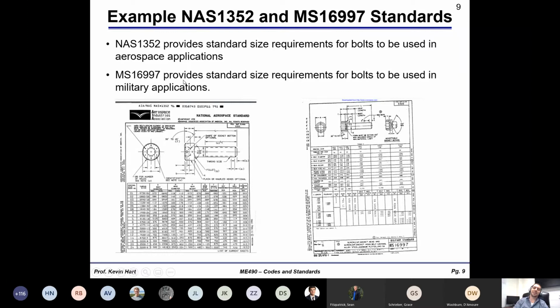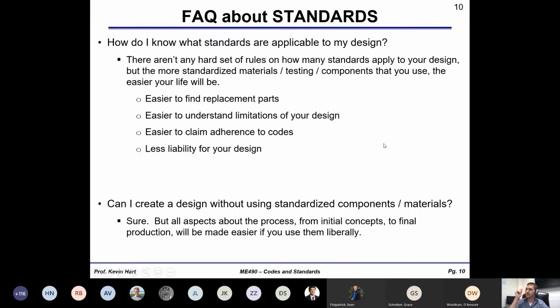Same thing with this MS 16997. This is a military specification standard. Again, telling you exactly what size it is and whether or not it's standardized to fit into whatever size application you're going to use. Okay, so those are some examples. Questions about standards. How do I know which ones are applicable to my design? Again, because it's not like a coded system, right? So codes and standards are different.